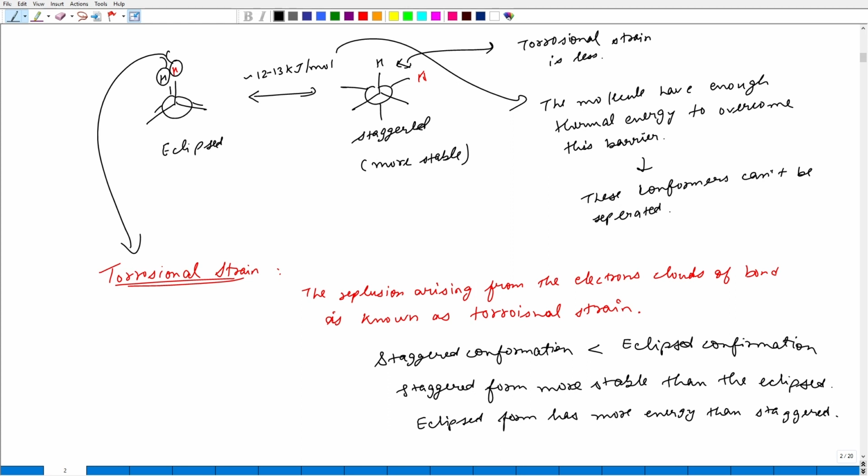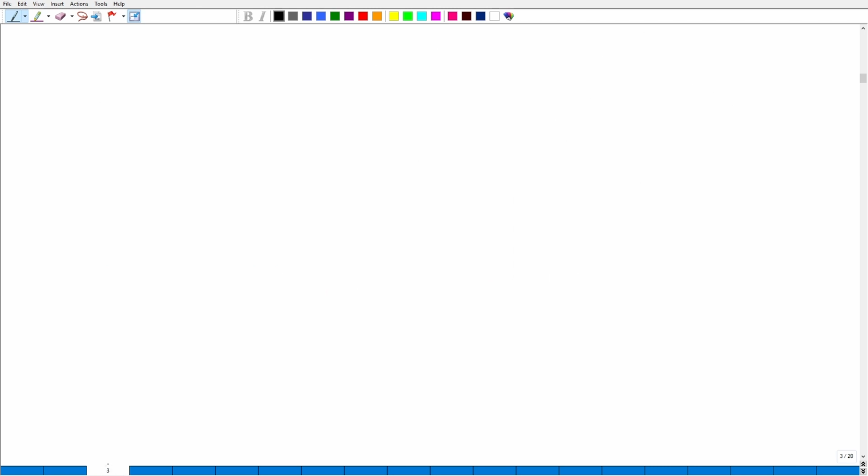Another concept that arises due to the eclipsed and staggered conformations is the angle between the bonds. So, what the angle is, let us talk about that. Which angle am I talking about? Let's see. Okay. These are two different conformations, eclipsed and staggered.